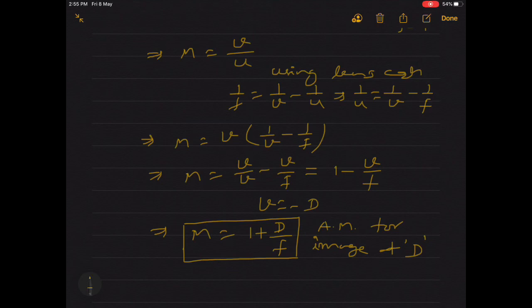In the next video lecture I will tell you about the second case of image formation by simple microscope, and that case is what? When image is formed at infinity. That is also quite interesting and you will enjoy the learning.